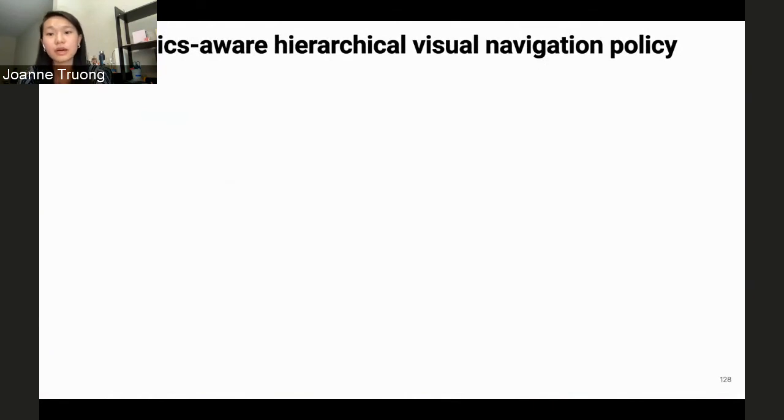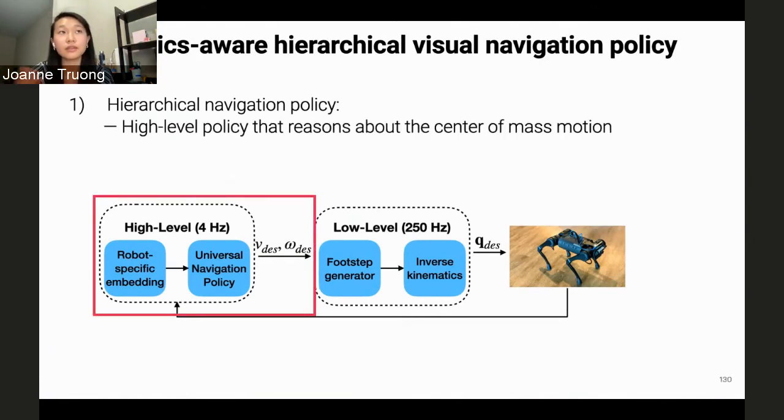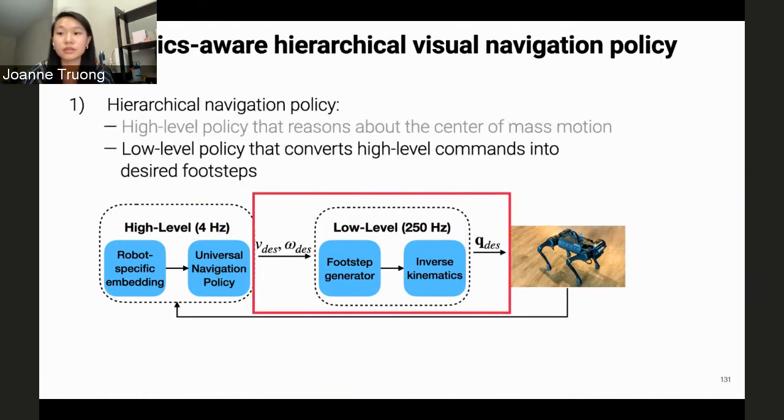To combat these issues, in my work, we investigated using hierarchical visual navigation policies. Our approach consists of three components. The first one is a hierarchical navigation policy. We divide the control of the robot into a high-level policy that reasons about the center of mass motion, and a low-level policy that converts these high-level linear and angular velocity commands into desired footsteps for the robot to take using an expert-designed feedback policy. The footstep planner is shared across all 5 robots that we have, which allowed us to experiment with multiple different robot designs.